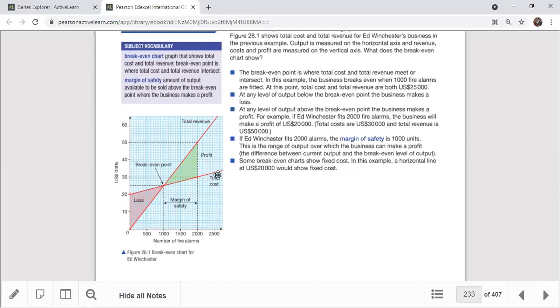You can find out at different quantities above the break-even how much profit they are earning, and at different quantities below the break-even point, how much loss they're incurring, right?